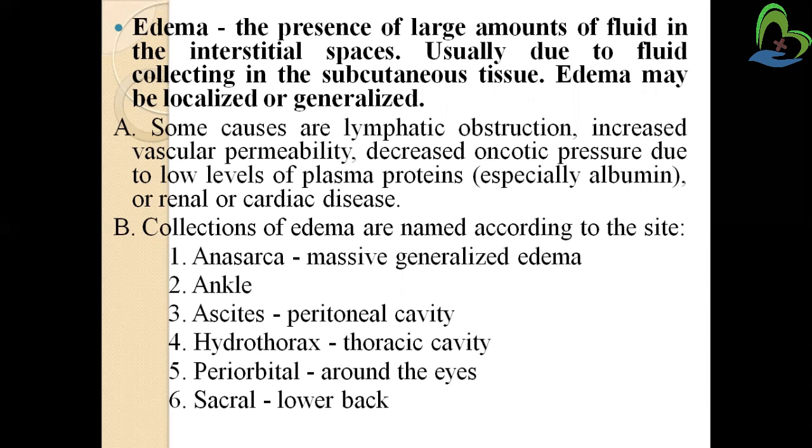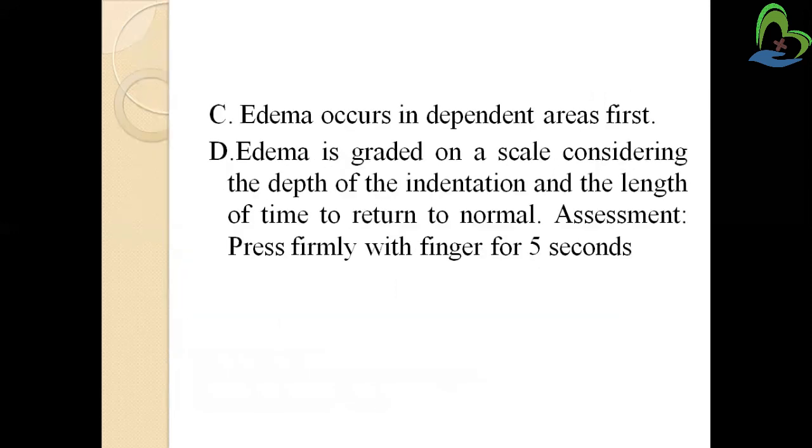Collections of edema are named according to the site, like anasarca, which means massive generalized edema. The next one is ankle, which we also call pedal edema. Then ascites, which usually happens in liver cirrhosis and occurs in the peritoneal cavity. Then hydrothorax, which usually happens in the thoracic cavity. Then periorbital edema, which happens around the eyes due to increased intracranial pressure. And sacral edema, which usually happens in the lower back. Edema occurs in dependent areas first.